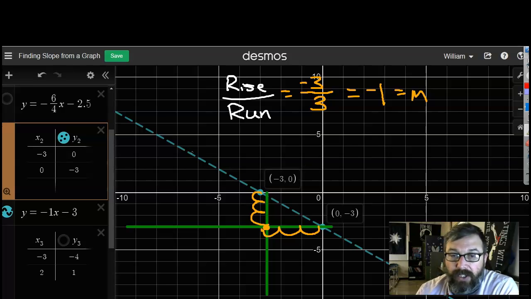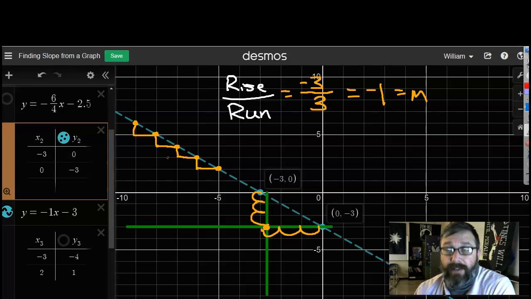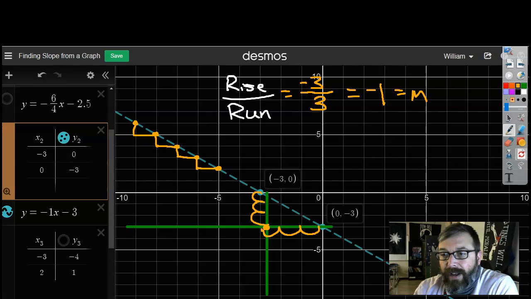And that actually checks. For every 1 I go down, I move over 1. And it doesn't matter where on this line I am. Every 1 I go down, I move over 1. The ratio is -1 to 1. So I am moving exactly as I said. Let's try one more just to make sure we've got it solid.